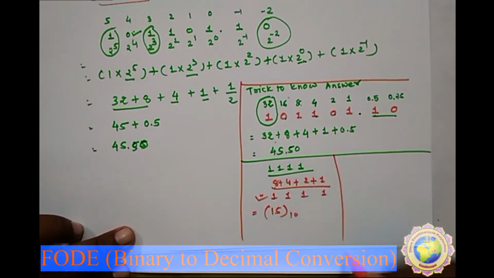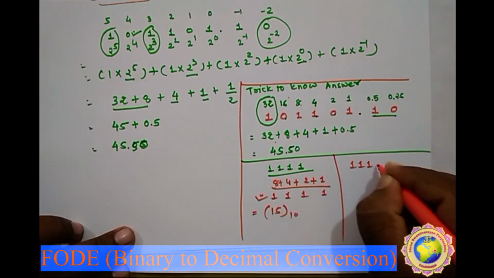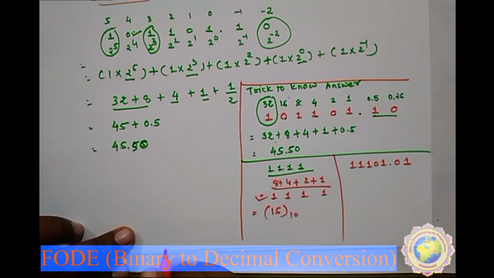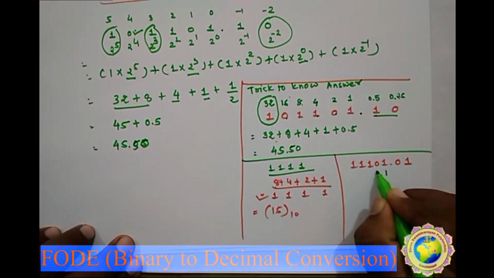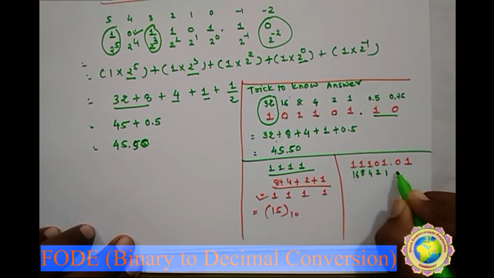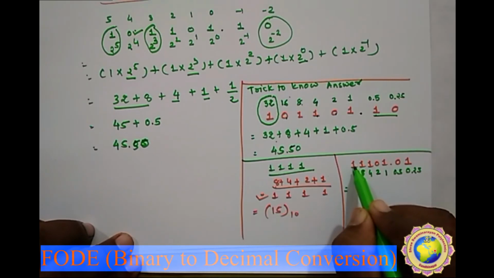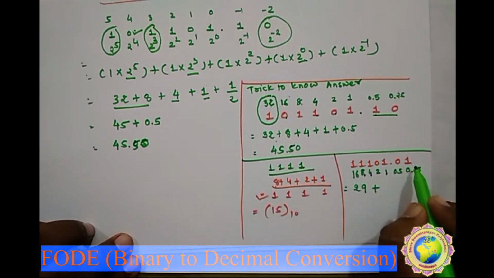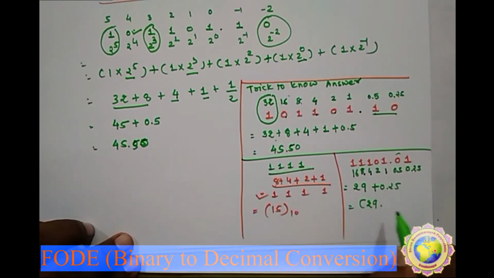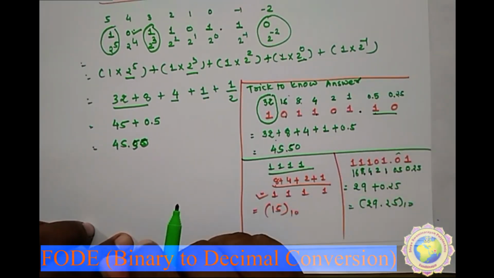You can see from the table. Suppose I write here 11101.01. Okay. So again follow the same procedure. Here is 1 2 4 8 16. Here is 0.5 and 0.25. So 16 plus 8 is 24, 28, 29, plus here is a 0 and it is 0.25. So the answer is 29.25. But this method you cannot write in the exam.